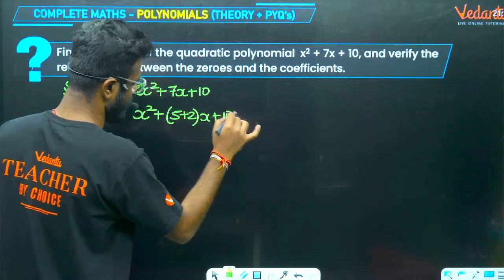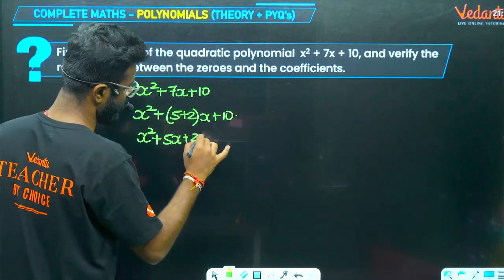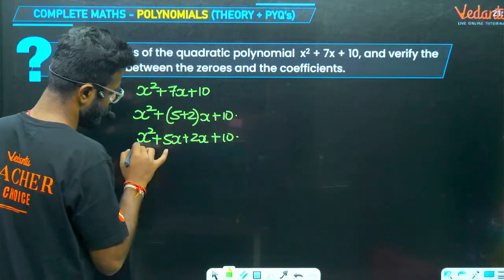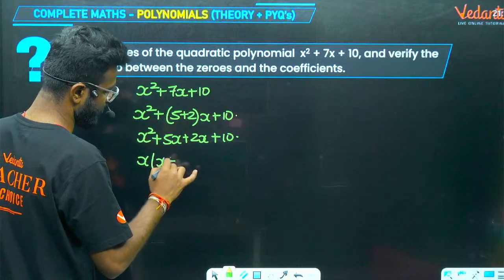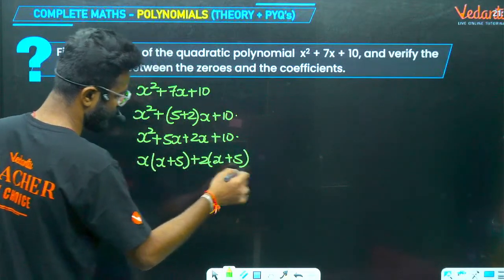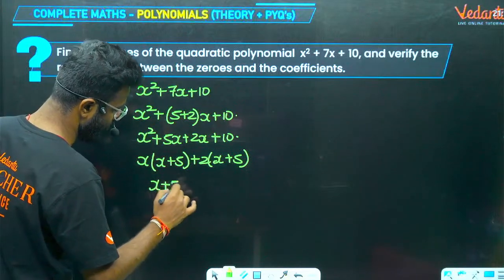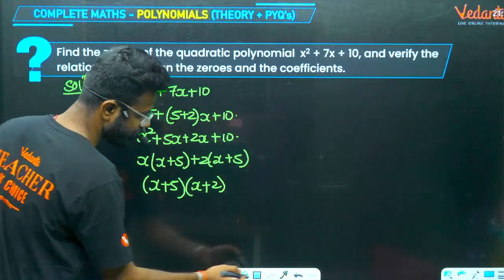X square plus 5x plus 2x plus 10. Take x as common: x plus 5, 2 times x plus 5. Taking x plus 5 as common, we have x plus 2.